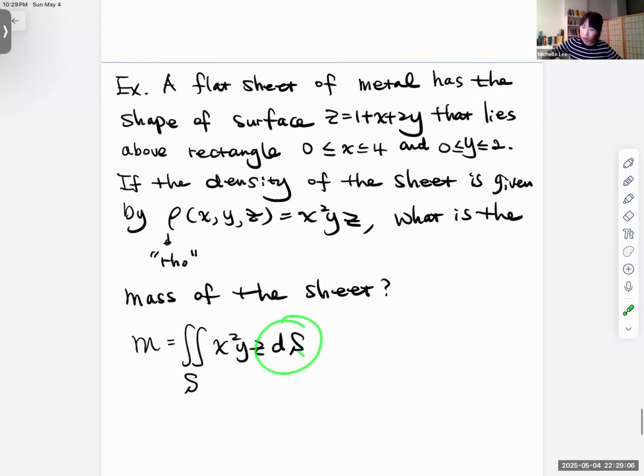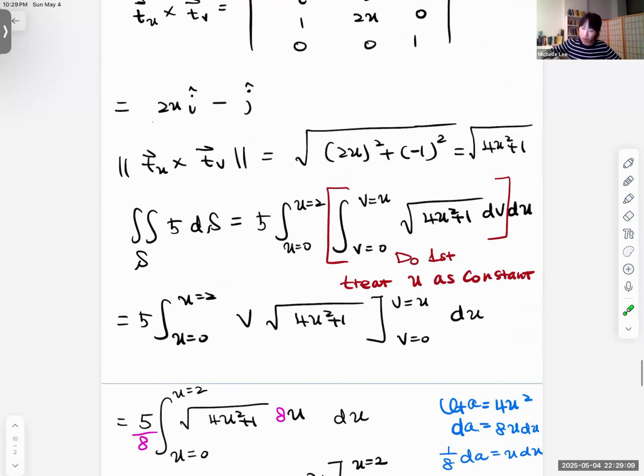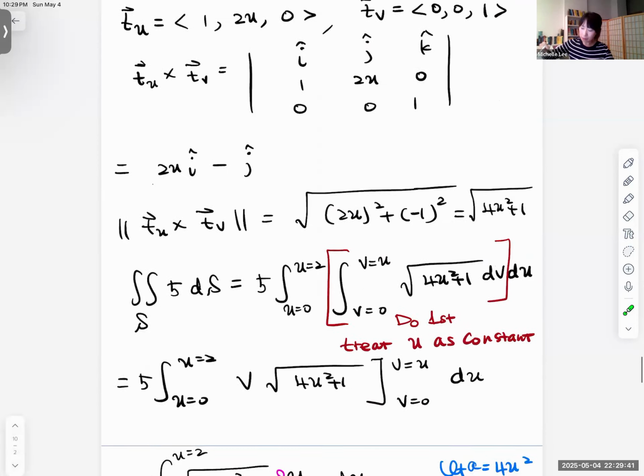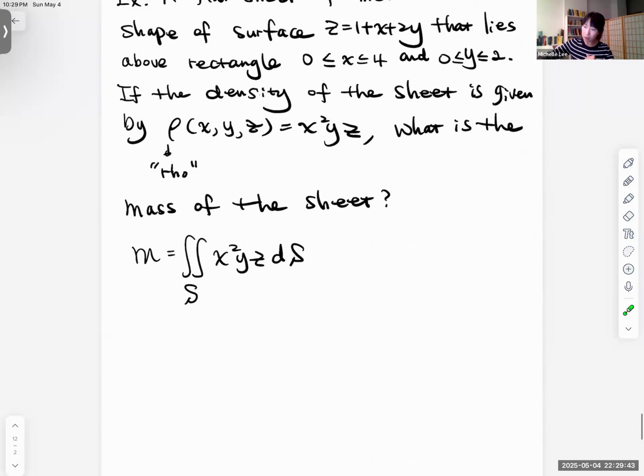Let me show you dS one more time. From the scalar-valued function, this dS corresponds to that: the magnitude of the cross product of the tangent vectors. We deal with two parameters, so the tangent vectors are derivatives with respect to u and v, and then dA will be du dv. So we're going to do that. Tangent vector first.